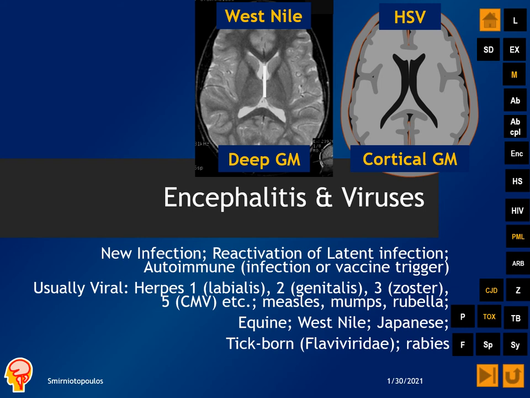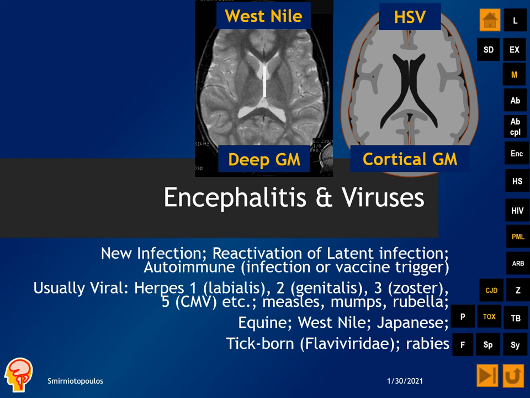because of cross-reactivity between viral antigens and cell surface antigens. The most common causes of viral encephalitis, unlike viral meningitis, are going to be herpes species. Herpes simplex 1 or labialis and HSV2 or herpes genitalis. Herpes zoster, the virus that causes chickenpox and shingles. Herpes type 5 causes cytomegalovirus infection. And we can also have, again, measles, mumps, rubella, equine encephalitis, West Nile, Japanese, and tick-borne or flaviviridae viruses, as well as, unfortunately, rabies, which fortunately is very, very uncommon.